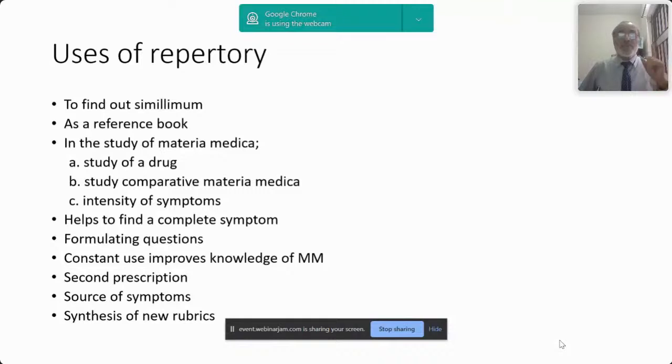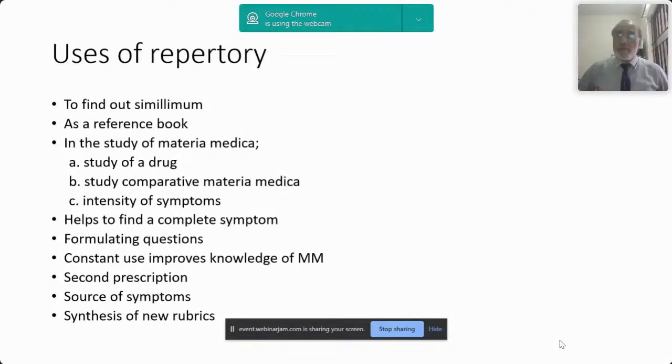It helps you to formulate a question because you are aware of what is available in our repertory, what modalities are available, what concomitants are available. So you can direct your questioning and case taking in that direction. Then constant use improves your knowledge of materia medica. If you constantly use it, you remember, oh, this symptom is there in Kent. Oh, natrum has aversion to sweet. Natrum has aversion to salt. This improves your knowledge of materia medica.